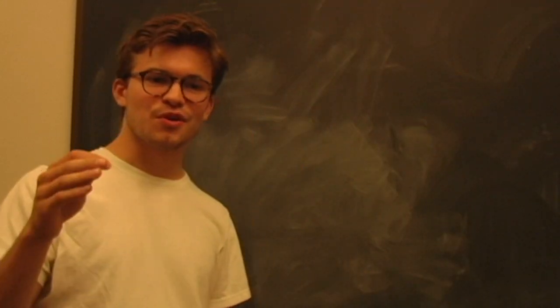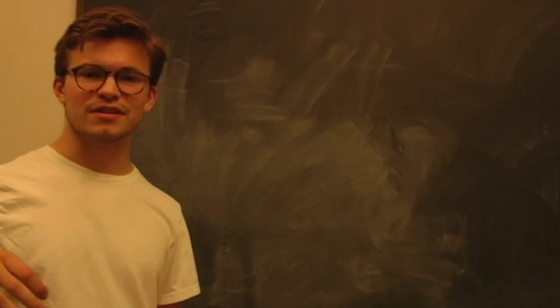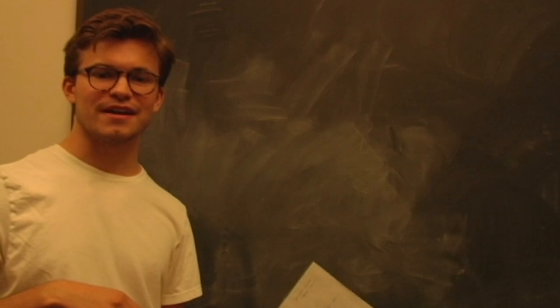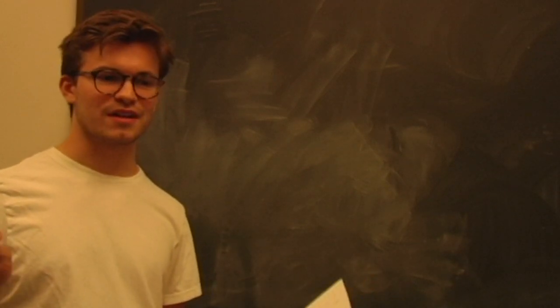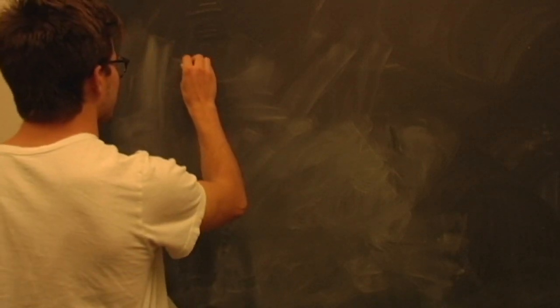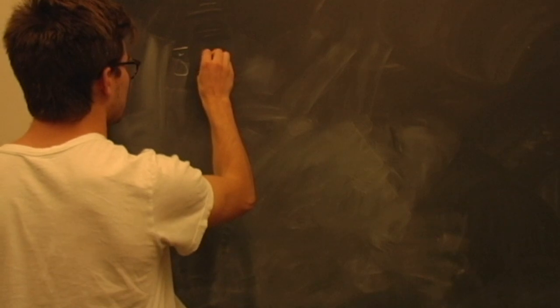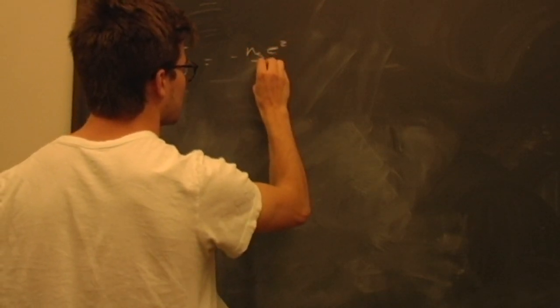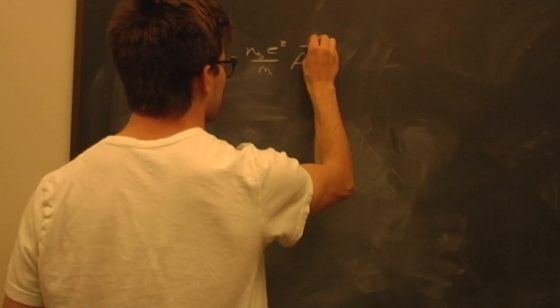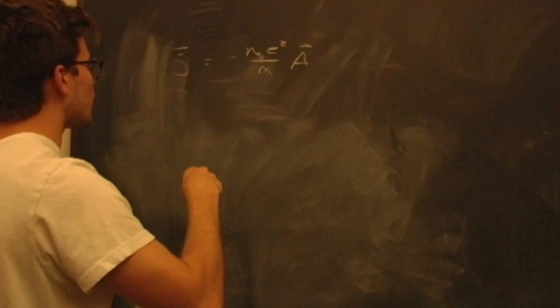All right, let's see if we can show that the London equation can validate the Meissner effect. This is just going to be a few steps and kind of take some shortcuts, but you'll get the picture. So we start out with the London equation. And then we can take the curl of both sides.